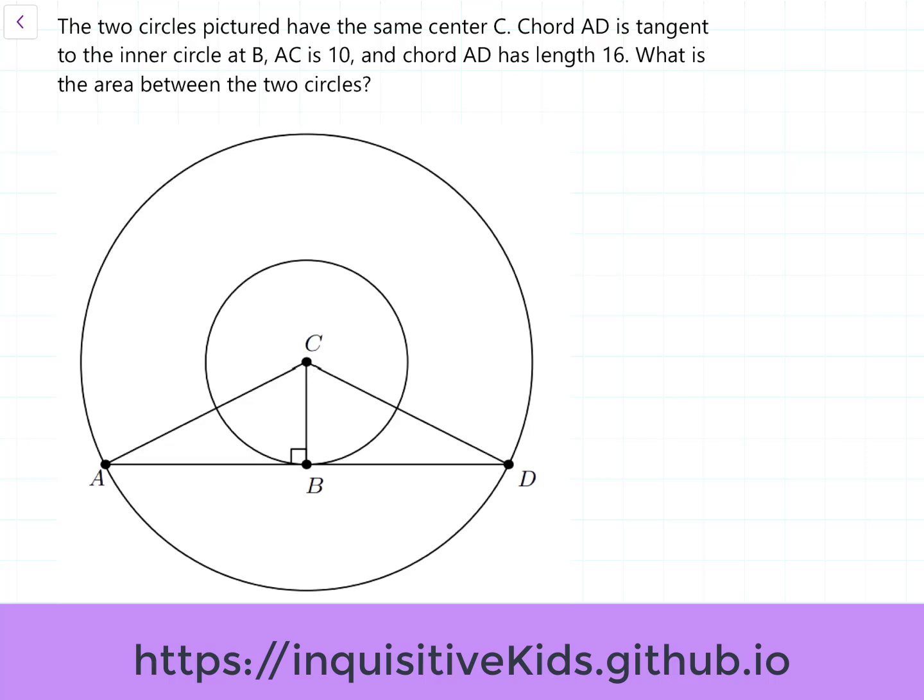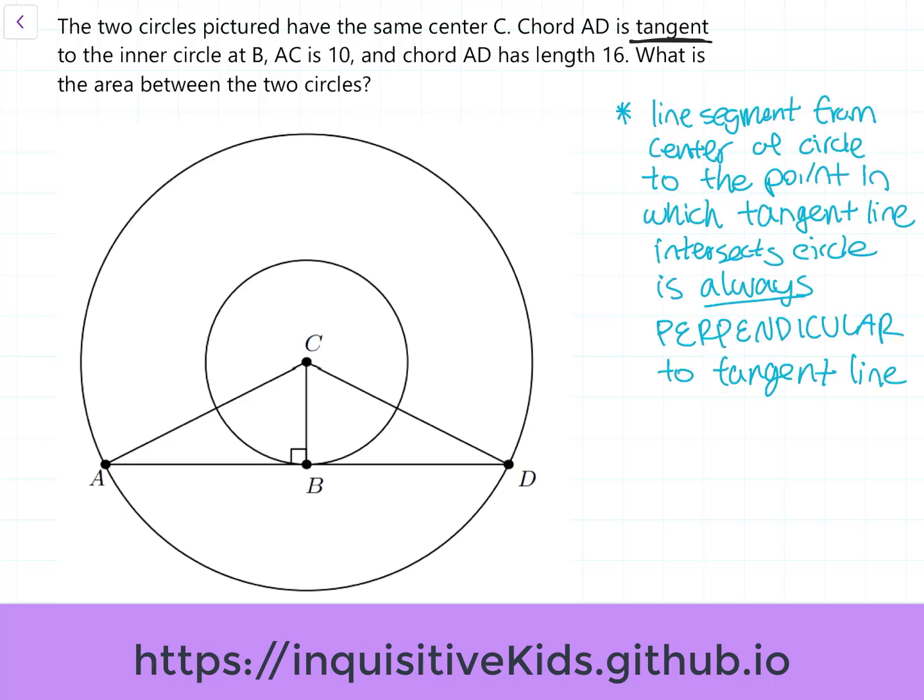Let's reread the problem. We know that chord AD is tangent to the inner circle at B. Tangent means that it only intersects the circle at one point. For every single point on a circle, there is only one tangent line, because once you shift even a little bit, it's going to intersect with at least one more point. So tangent is a concept to become more familiar with, especially as we move into competition geometry math.